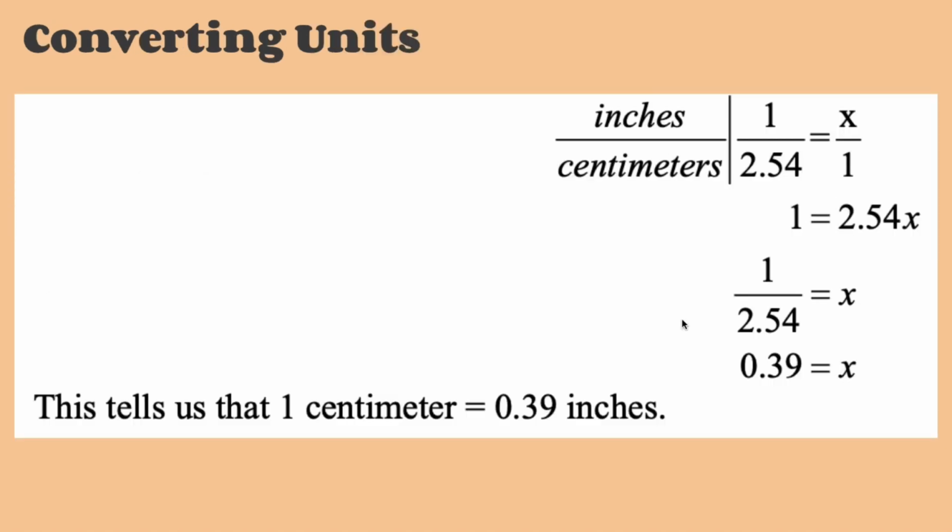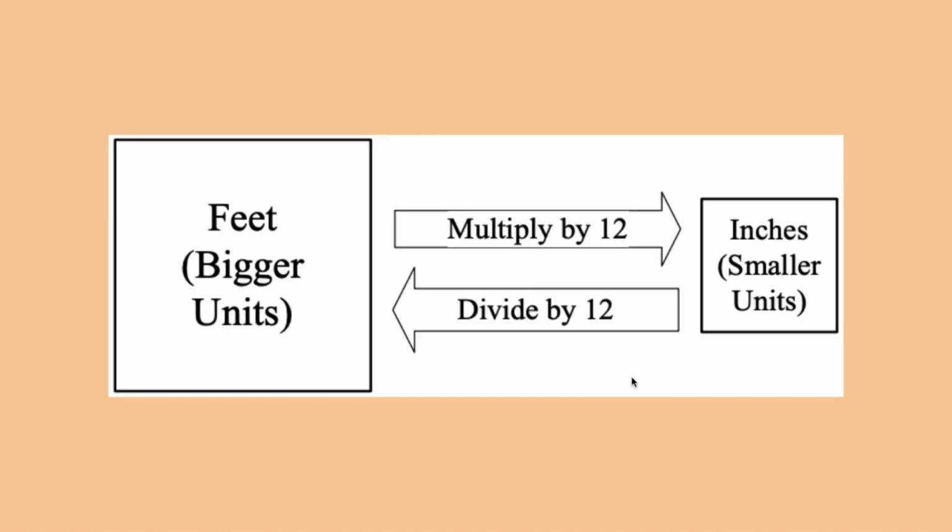So when doing word problems using rate, we should also recognize that you can convert units using proportions. Here we have inches and centimeters, and here's our proportion. We do our loop, we solve the proportion, and then our answer is x equals 0.39. So this tells us that 1 centimeter is equal to 0.39 inches. Just something to keep in mind.